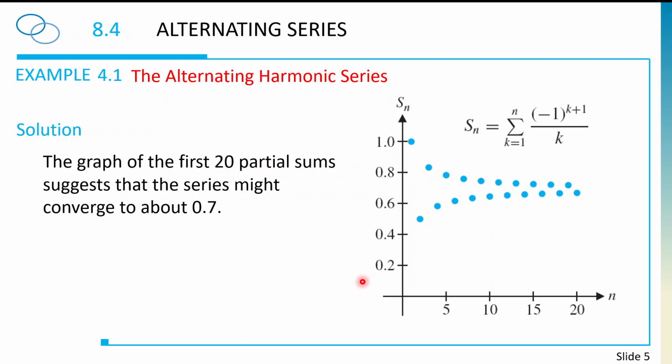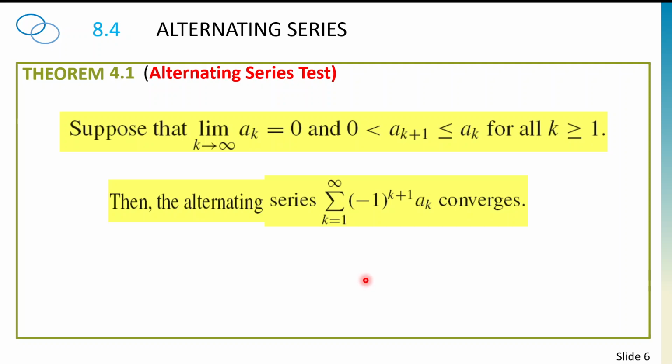Is there any test we can use for any alternating series? Yes, there's a specific test for alternating series, which is this one, what we call the alternating series test. It says that if the limit of a_k equals 0, this is basically the kth term test, and a_k is greater than or equal to a_(k+1), which is greater than 0, this means that this is a decreasing sequence. So this is the first condition.